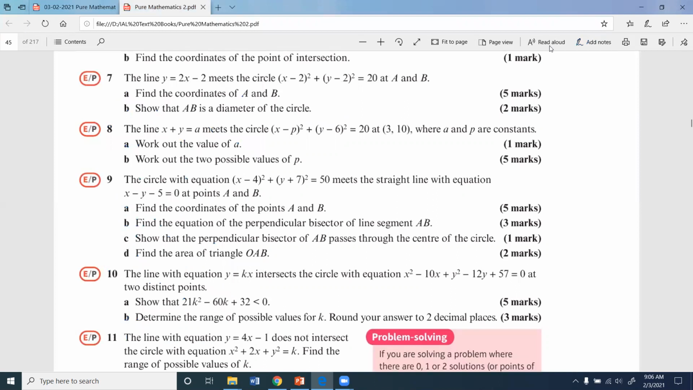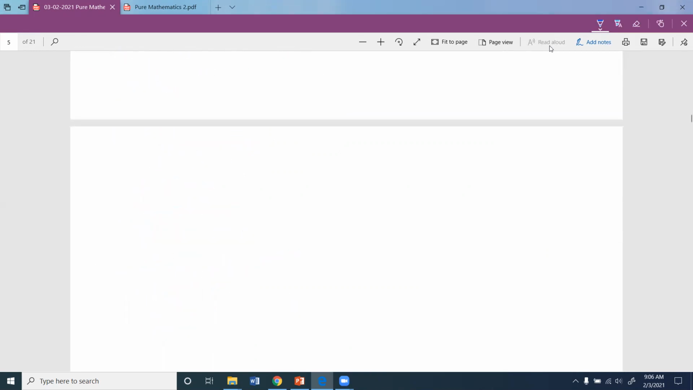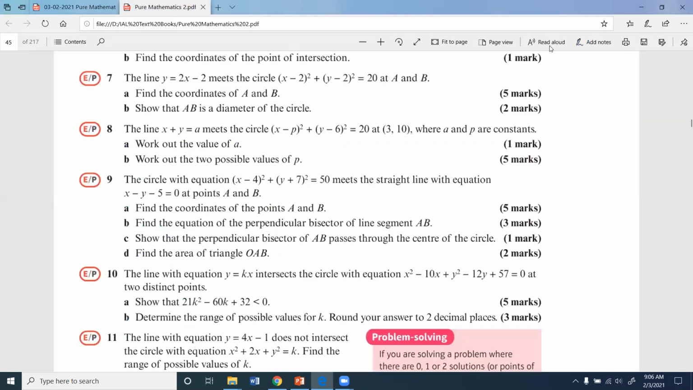Okay. After that, what you need to find is to work out the possible value for b. That's all we need to find. If you move to the second question, question number 9.